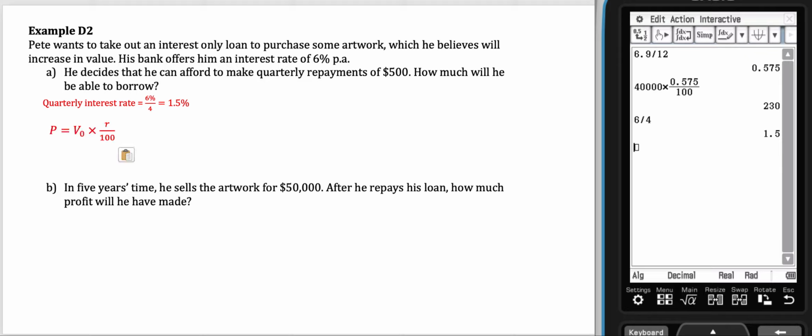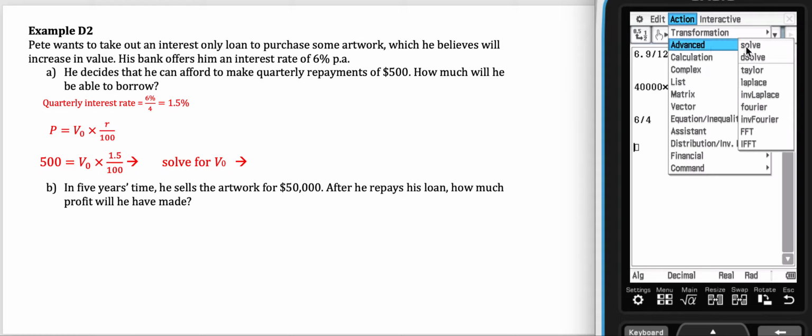And we can also still use this same formula, payment equals V0 times R over 100. But this time, the numbers that we know are the R and the P, right? We know the payment and we know the interest rate. So we can put those in. 500 equals V0 times 1.5 over 100. So the thing that we're looking for now is to solve for this V0, because that's how much you'll be able to borrow at the beginning. So essentially we need to do this as a solve.